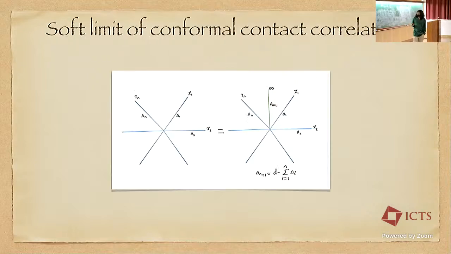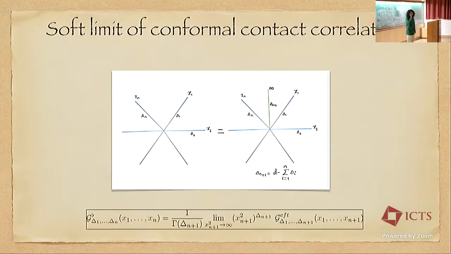And I won't show the proof here, but this is true for any contact correlator. If you want to compute one contact correlator, which is an n-point correlator, what you're supposed to do is to put another field here, choose its delta such that the sum adds up to d, and then take one point away to infinity, and you will recover the non-conformal n-point correlator from the conformal n plus 1 point correlator.